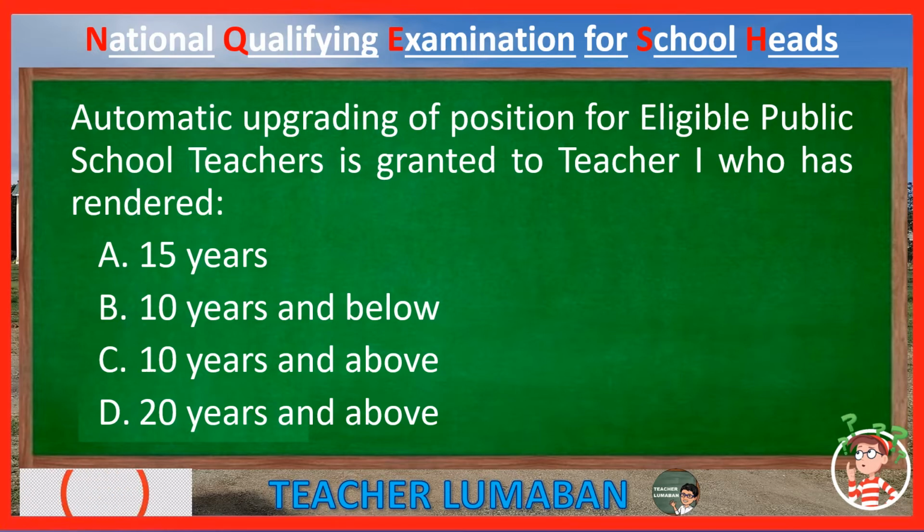The correct answer is letter D, 20 years and above. Automatic upgrading of position for eligible public school teachers is granted to Teacher I who has rendered 20 years and above.